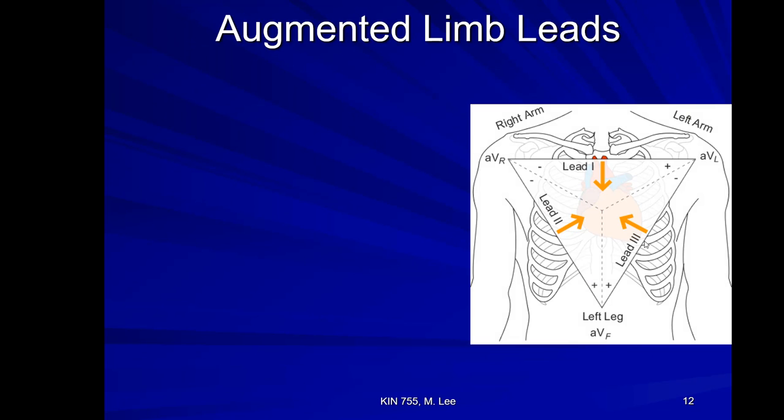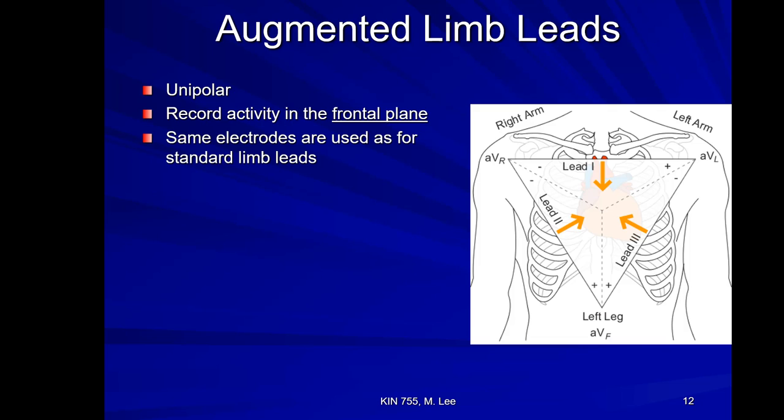All right, so the augmented limb leads. These are the next 3. They also look at the heart in the frontal plane. These are unipolar, meaning there's only one electrode. The negative end of each lead is going to be the electrical center of the heart. And we use the exact same electrodes. So far, we've only put 4 electrodes on, and that's all we need to get 6 leads so far. And we're not even really using one of them because the right leg serves as the ground.